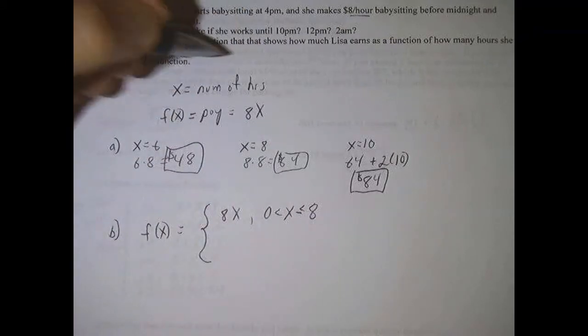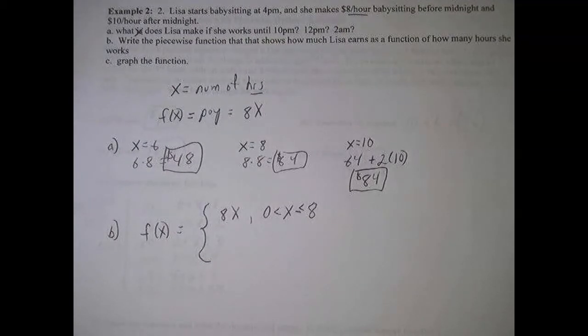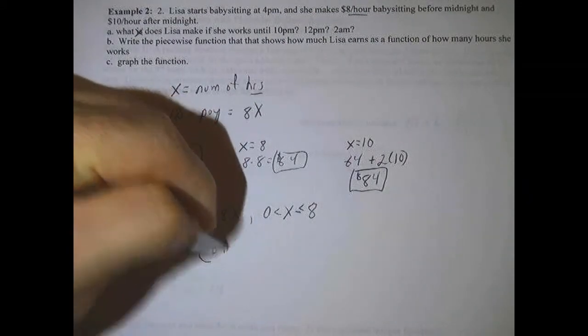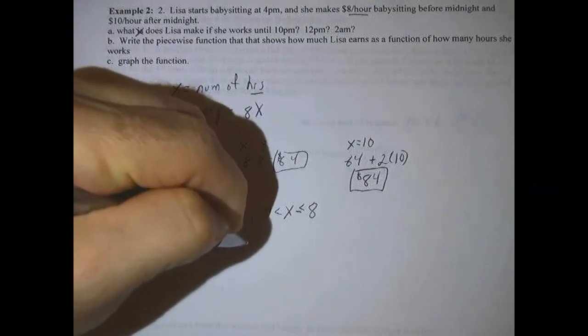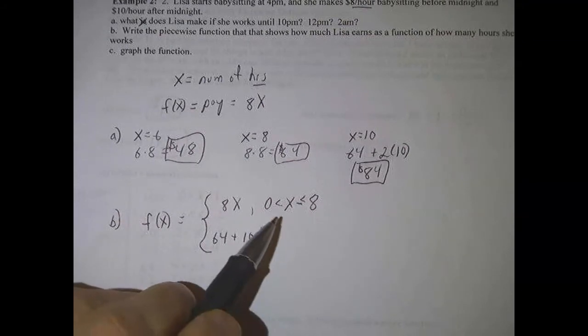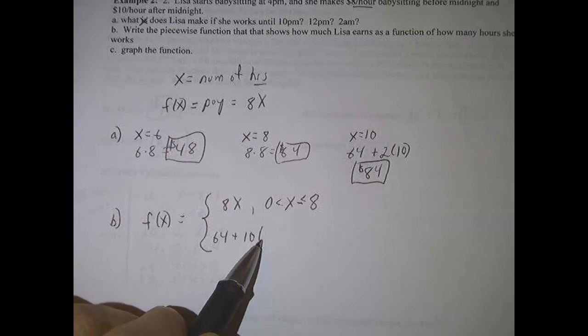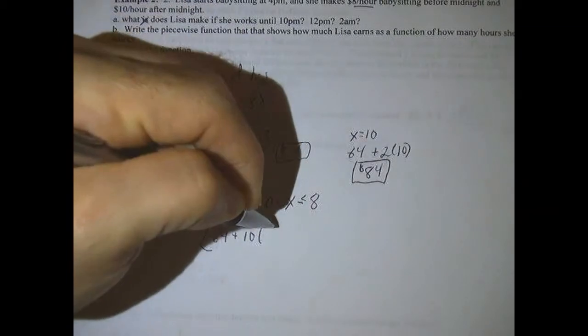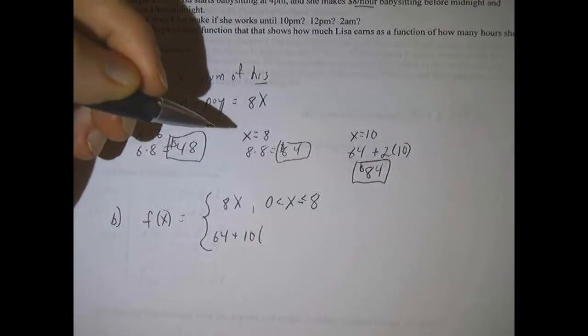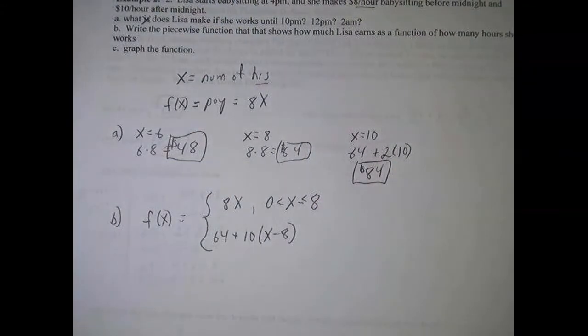Remember, x is the number of hours. As soon as she goes over 8 hours, as soon as it passes midnight, she's already got $64. And now she's going to make $10 an hour. But it's not 10x, because we don't want to count the original 8 hours again and give her pay for those. We only want to count the hours after the 8th hour. So it's actually 10 times x minus 8, and that's for anything over 8 hours.